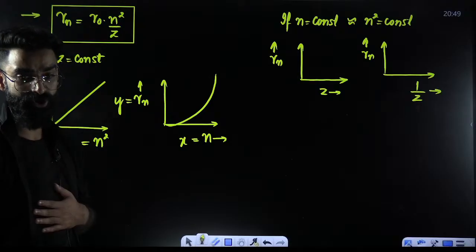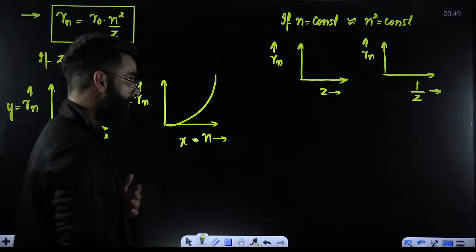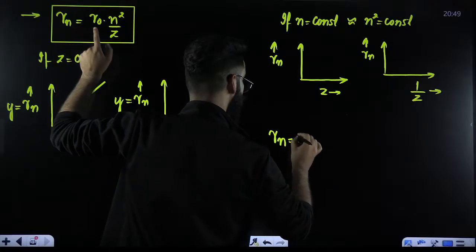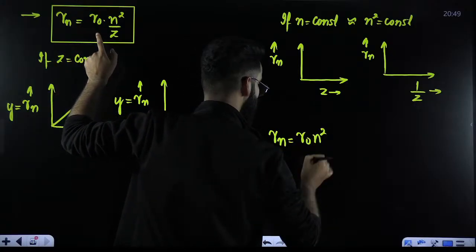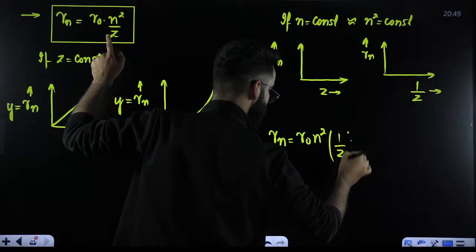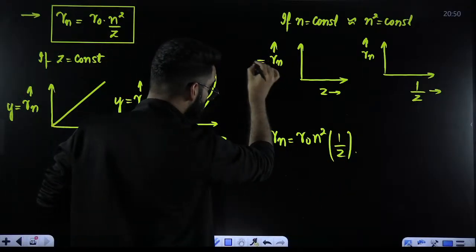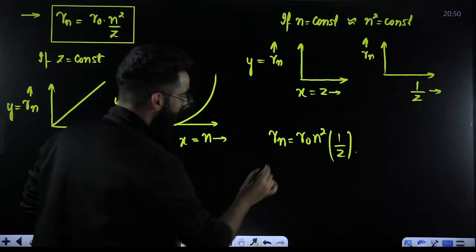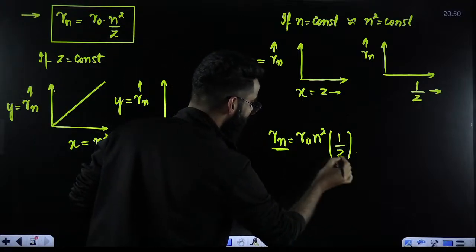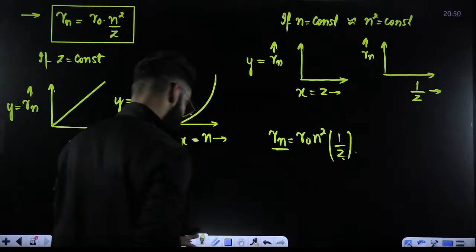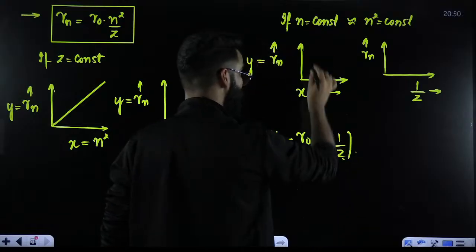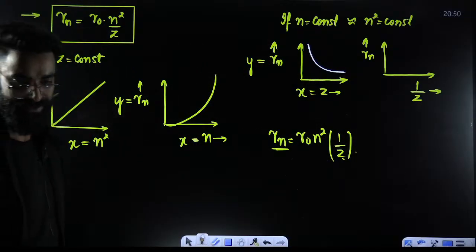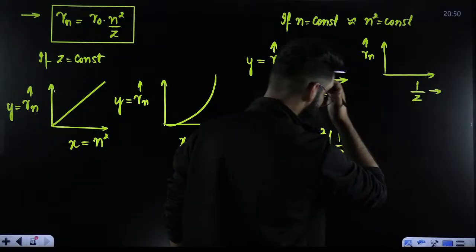Again, you should be in a position to make these graphs on your own. See, you know the radius of nth Bohr's orbit: Rn is equal to R0 n square divided by Z. So I can write it with 1 by Z. Radius of nth Bohr's orbit you're plotting along the y-axis, and this is your x-axis. So Rn and Z are inversely proportional. And whenever you're supposed to make a graph between two variables which are inversely proportional, it's going to be a hyperbola, right? Done.